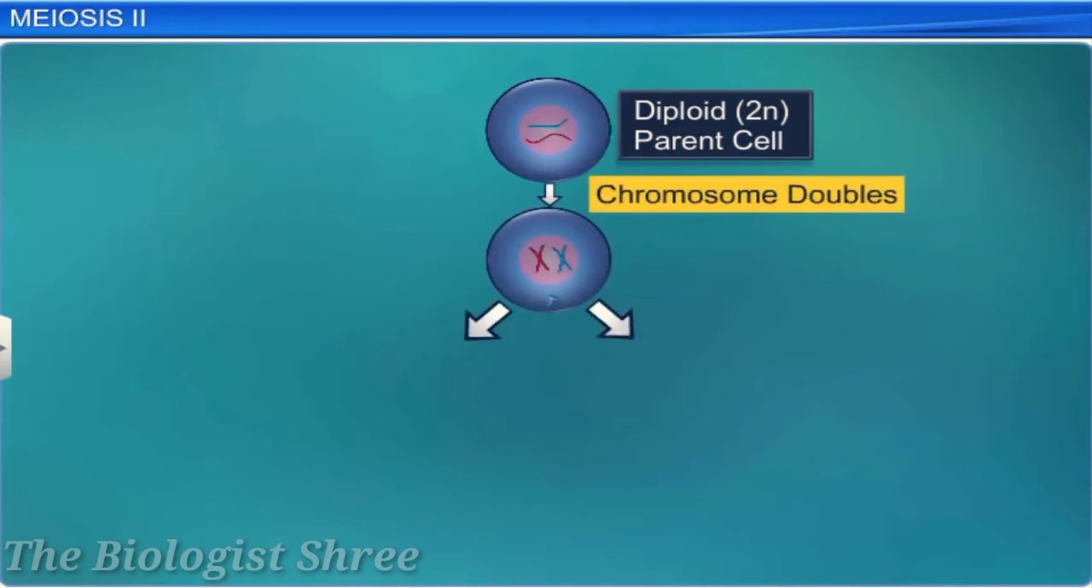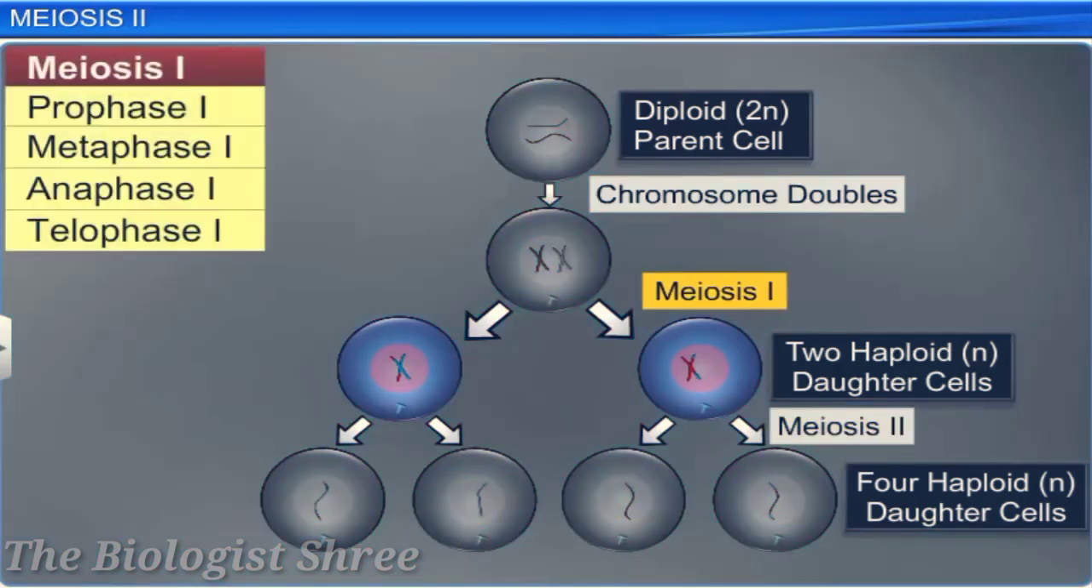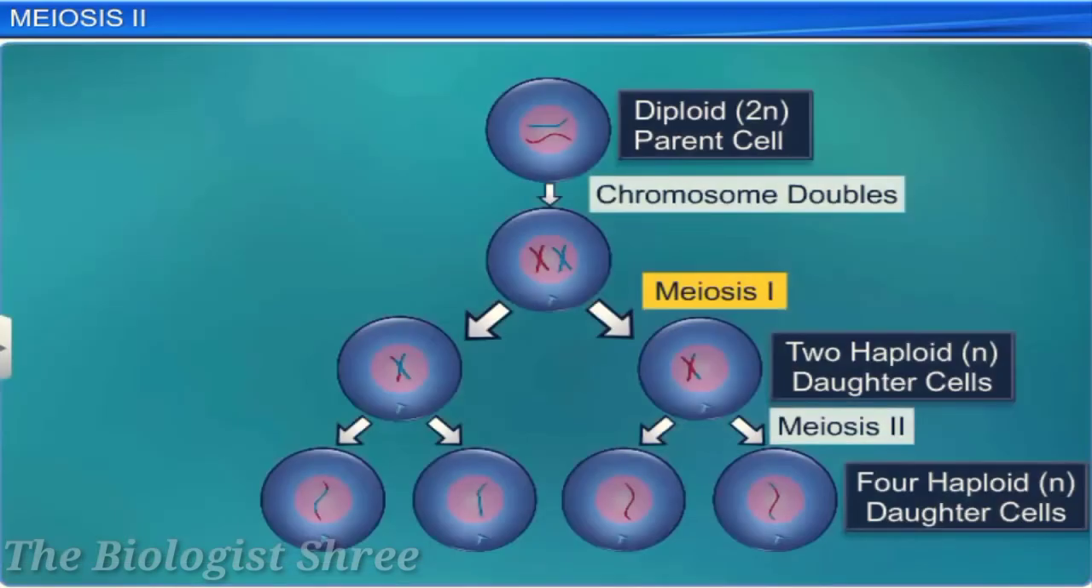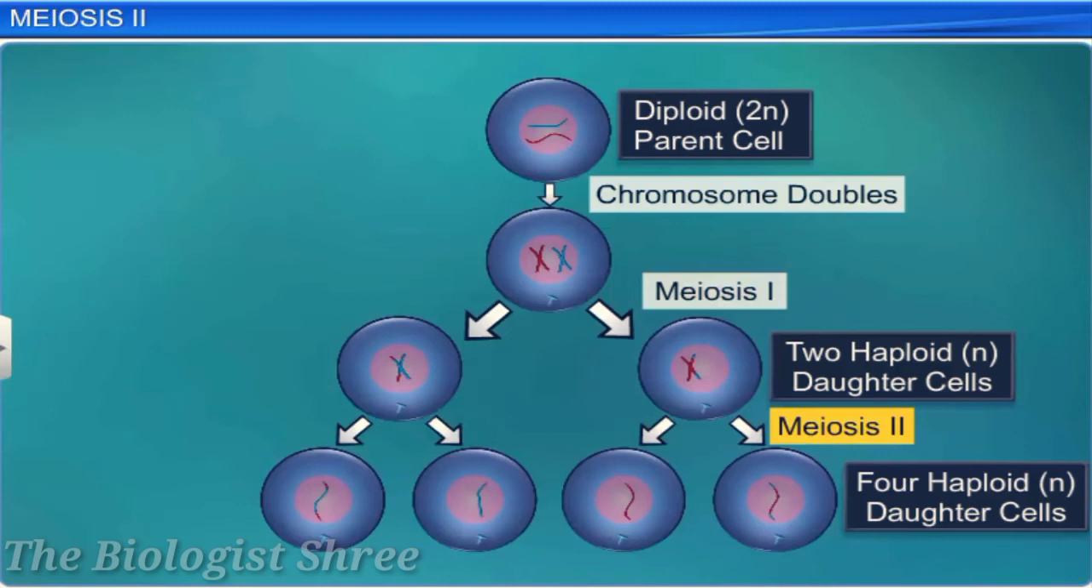Meiosis consists of two cell divisions, namely meiosis 1 and 2. Meiosis 1 is divided into four stages: prophase 1, metaphase 1, anaphase 1, and telophase 1. Similarly, meiosis 2 is divided into four phases: prophase 2, metaphase 2, anaphase 2, and telophase 2. Meiosis 1 results in two haploid daughter cells due to the separation of the homologous chromosomes in the parent cell. Meiosis 2 follows meiosis 1 and results in four haploid cells. Meiosis 2 resembles mitosis, as the same number of chromosomes is retained in the daughter cells.